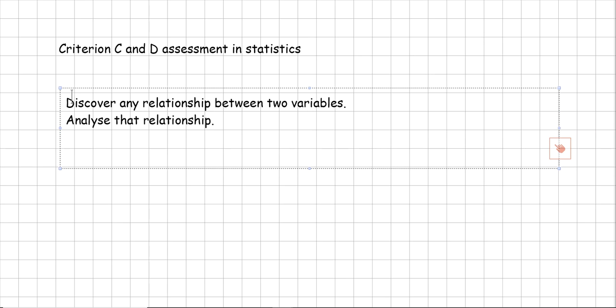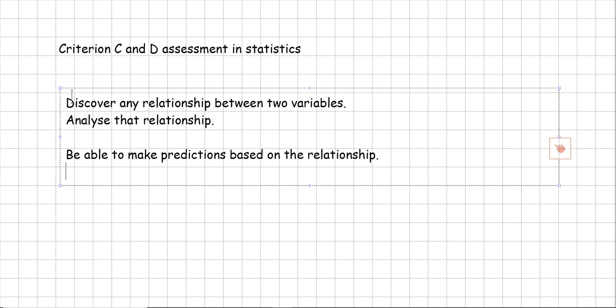And when you have discovered and analyzed, what would you then look to do to finish things? Why bother analyzing a relationship? Okay. Come to a conclusion, like make a statement about the topic. Well, I would say for us, probably not, maybe a bit more. Prediction. Yeah, we want to be able to make predictions based on the relationship. All right, that's what we want to be able to do.